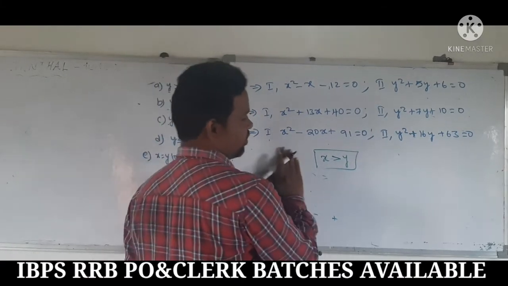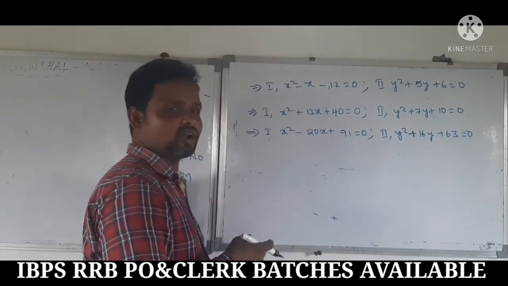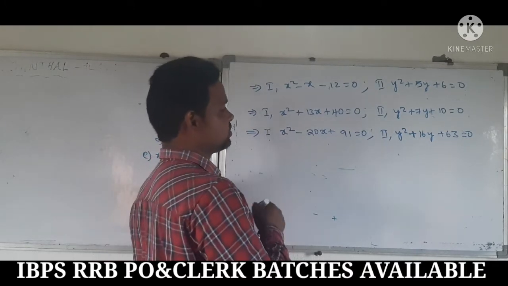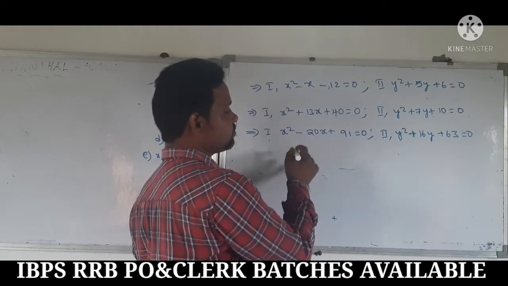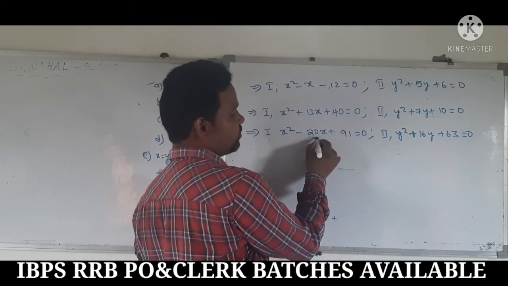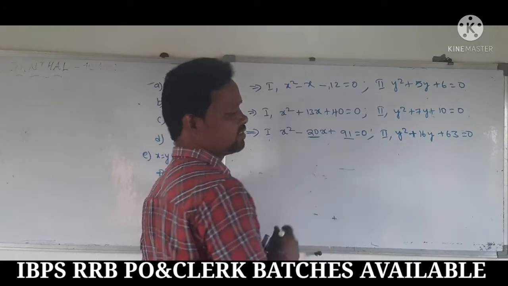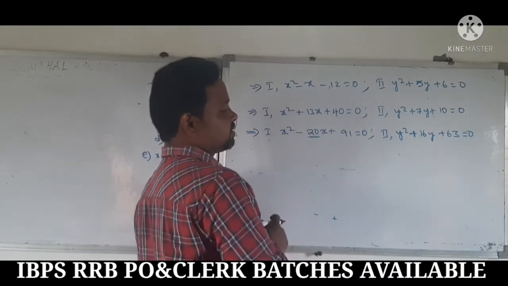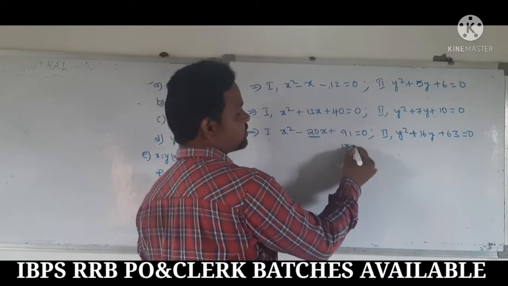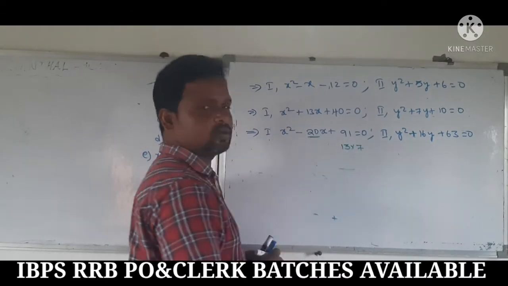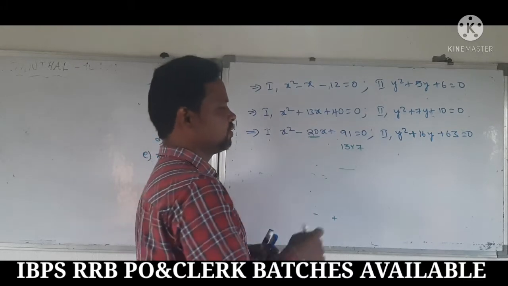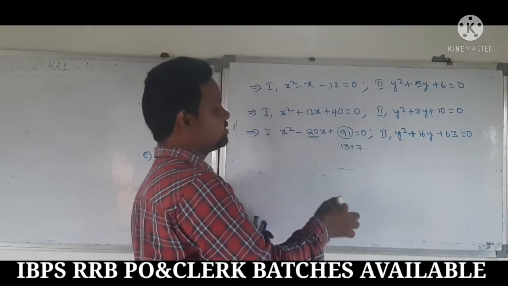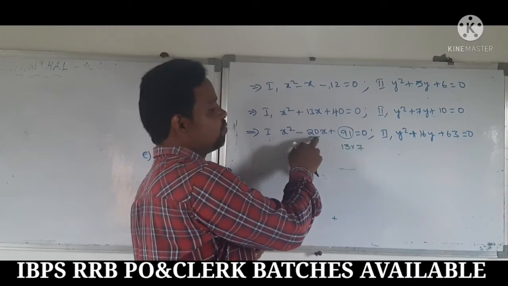Okay guys, now is it right or wrong? Let us check it. Here the B value is 20 and here the C value is 91. 91 is 13 times 7. The factors of the C value, by addition or difference, always equal the B value.